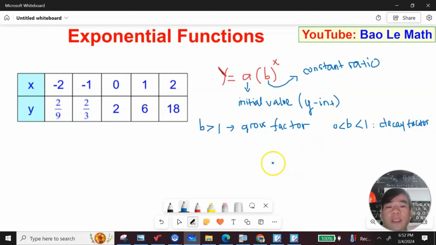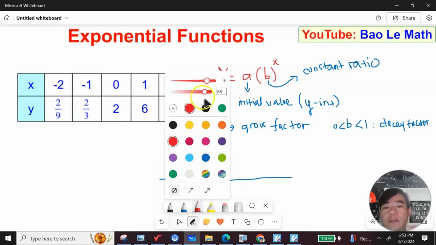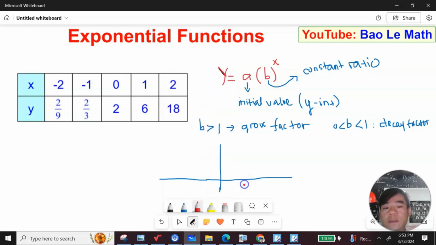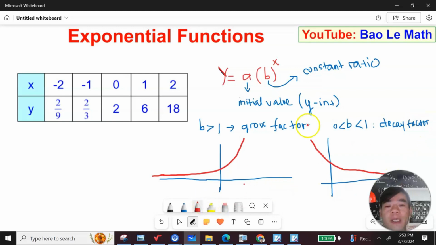Now how does the graph look? I have an exponential function like this. Because b is greater than one, the graph looks like this. It rises from left to right, and the graph never touches the x-axis. It's getting closer, but never touches the x-axis. The other one is going to be like this, and the graph falls from left to right. This is the decay factor, and this is the growth.